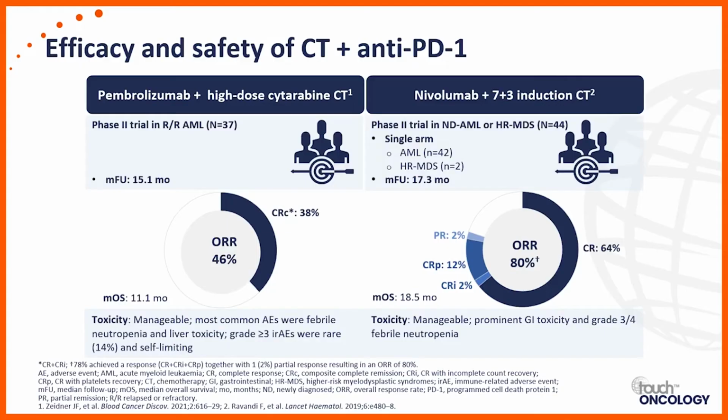Intensive chemotherapy was also suggested to exert a synergistic effect with PD-1, PD-L1 treatment. In a phase 2 trial, 37 relapsed refractory patients were administered high-dose cytarabine in combination with pembrolizumab, with an overall response rate of 46% and a CR rate of 38%. And what's important, the grade 3 immune-related adverse reactions were rare and self-limiting.